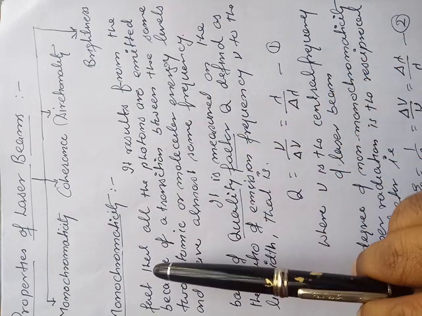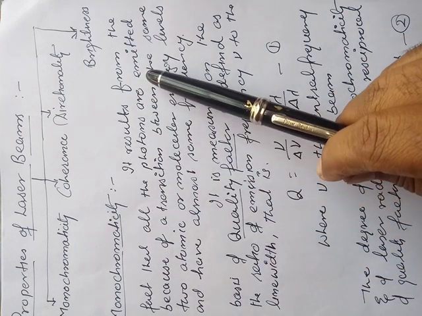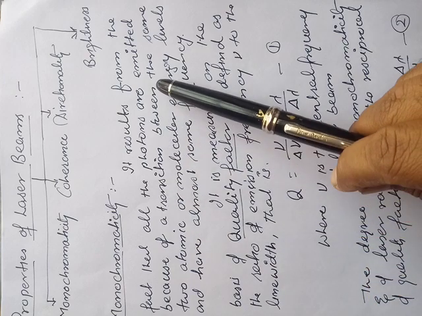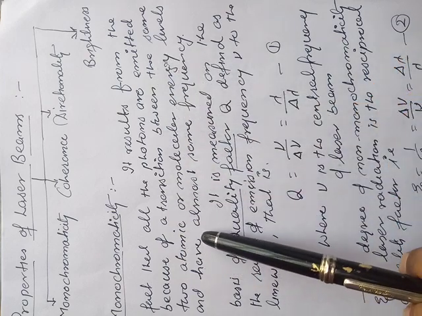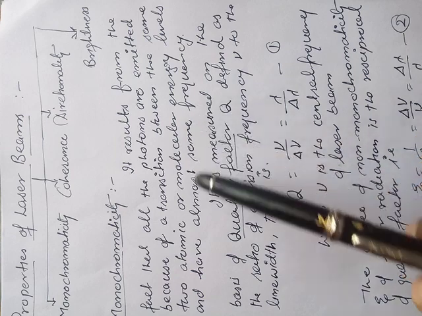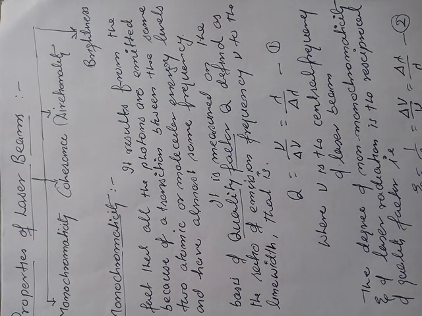It results from the fact that all the photons emitted because of transition between the same two atomic or molecular energy levels have almost the same frequency. Means the frequency that is being emitted from the same energy level by de-excitation, the light that results we will call monochromatic light.